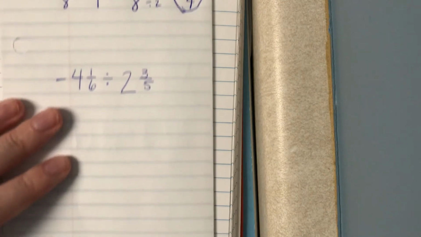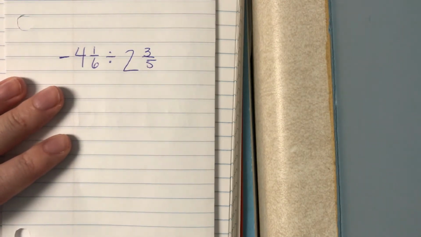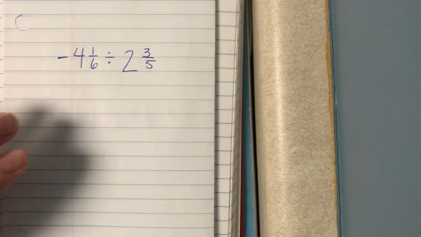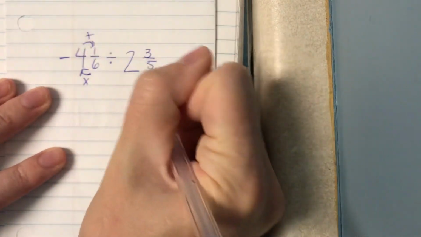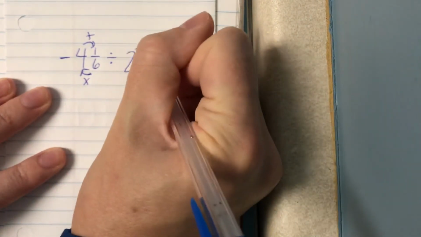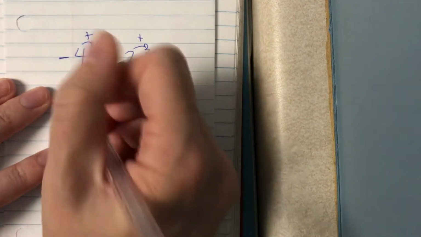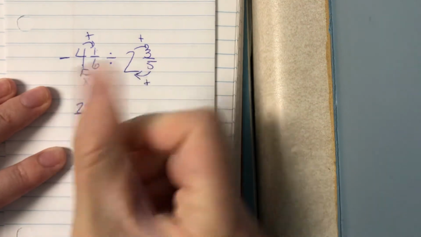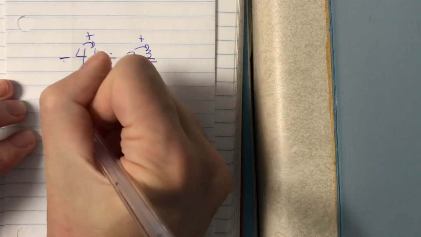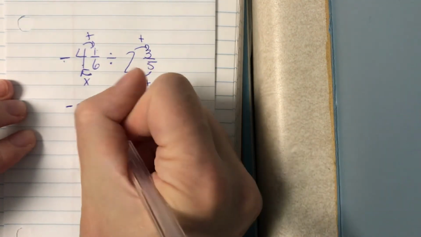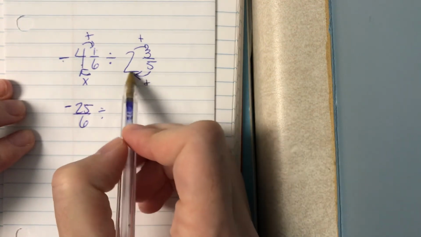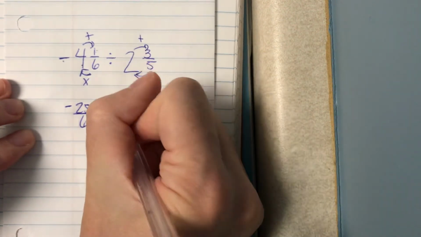All right, last one. So with multiplication and division, if you have a mixed number, first step is to make it improper. So multiply and then add. So 6 times 4 is 24, plus 1 is going to give me 25. I'm going to stick that negative sign with my top number. And then 5 times 2 is 10, plus 3 is going to give me 13.